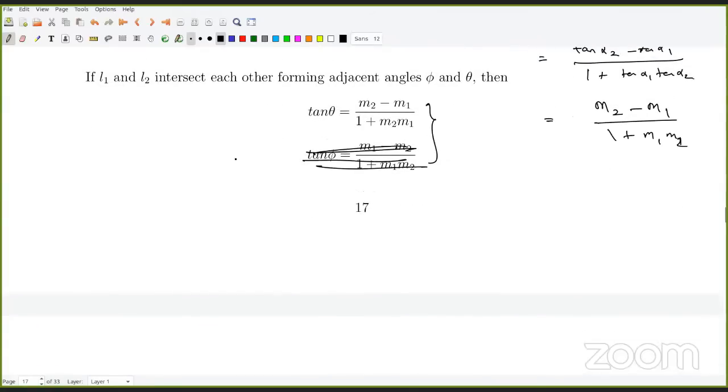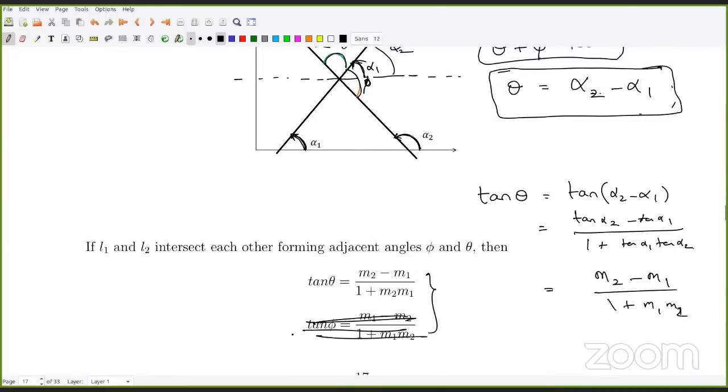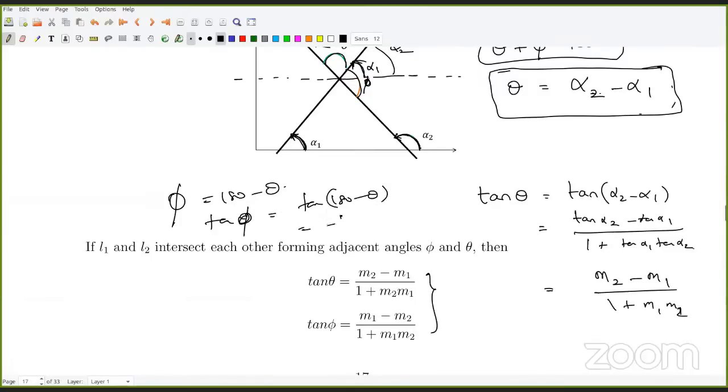The same thing you can do for tan phi also. Phi is actually 180 minus theta. So if I wanted to find tan phi, it is tan of 180 minus theta, which will be minus tan theta. It will just be the minus of it. So tan phi is actually m1 minus m2 divided by 1 plus m1 m2.